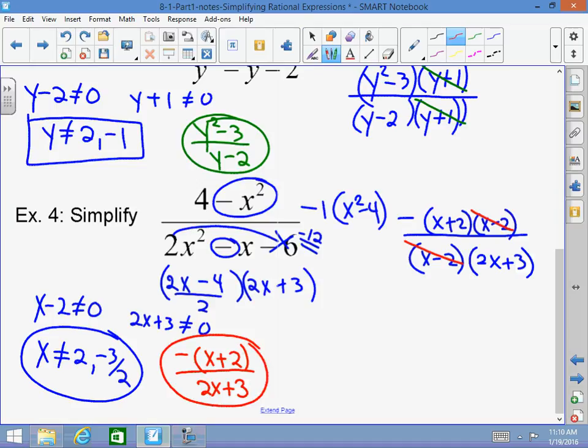And ding dong, the witch is gone. Guys, thank you so very much. We did a lot of examples. Remember, factor numerator and denominator. Find the undefined values of the denominator. Then simplify.